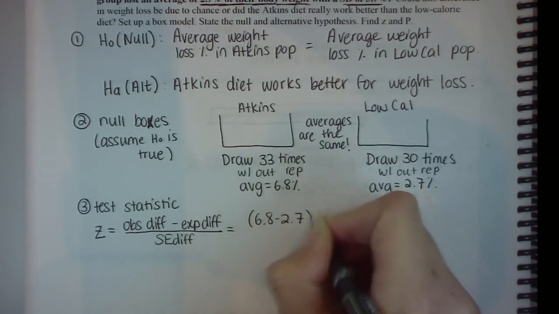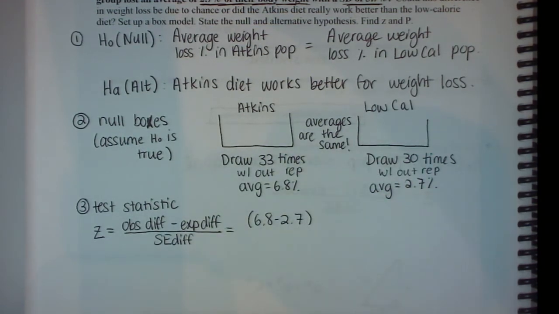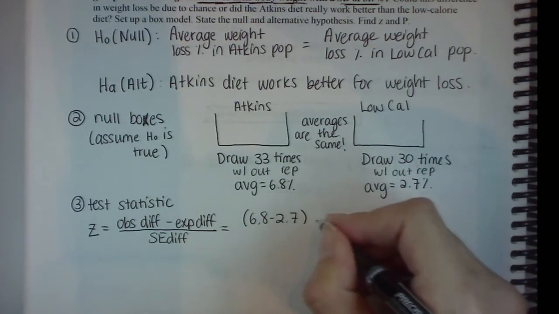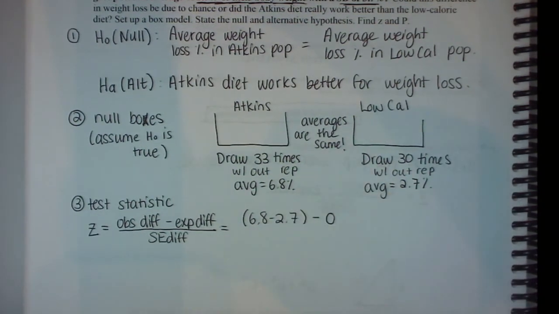So it's the difference between your two values in the two groups. The expected difference is always 0. I expected no difference. And then I've got to find my standard error for the difference.